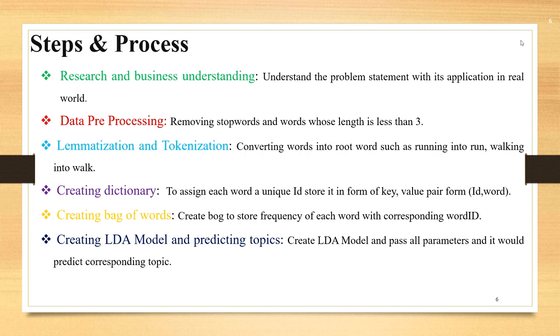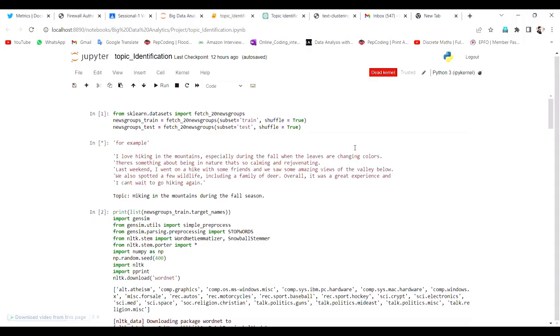Let us have a look at the programming section of our project. So we will be having a paragraph or a document, and we need to predict the topic for that paragraph or document. For example, let's say we have this paragraph, and the topic for this paragraph is hiking in the mountains during the fall season.